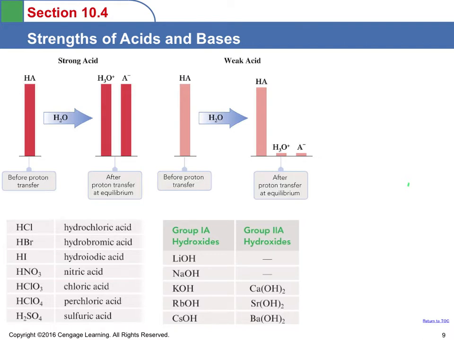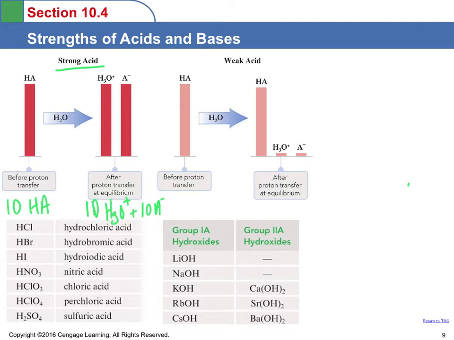So, for example, if I have 10 molecules of HA, and when I then place HA in water, all of the HA breaks apart and I end up with 10 H3O plus and 10 A minus ions. That means everything is transferred. That is considered a strong acid.